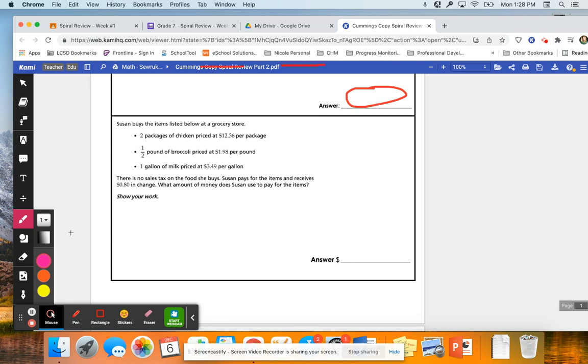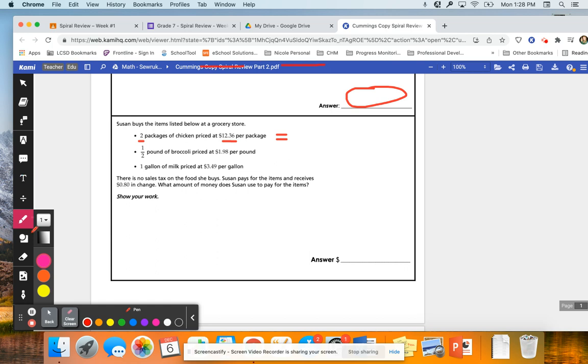So what you're going to want to do for this is figure out how much money she's spending. So 2 packages of chicken. This is only 1 package. She gets 2 of them. So you have to figure out how much that equals because they didn't give you the full price. You then have to figure out how much a half a pound of broccoli, which is priced at $1.98 per pound. Well, this isn't a pound. This is not a pound.